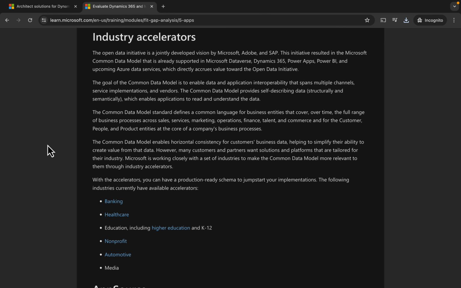Industry accelerators. The Open Data Initiative is a jointly developed vision by Microsoft, Adobe, and SAP. The initiative resulted in the Microsoft Common Data Model that is already supported in Microsoft Dataverse, Dynamics 365, Power Apps, Power BI, and upcoming Azure Data Services, which directly accrues value toward the Open Data Initiative. The goal of the Common Data Model is to enable data and application interoperability that spans multiple channels, service implementations, and vendors.